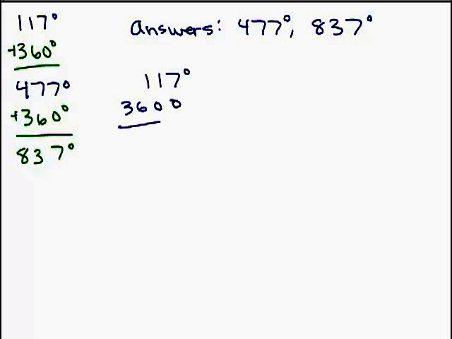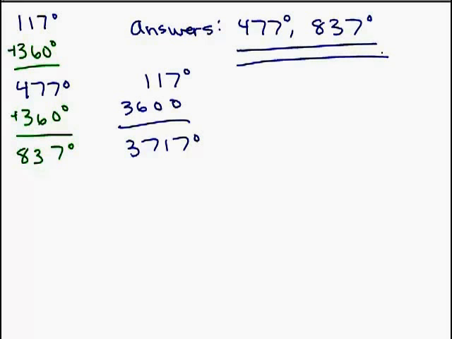Now, you might not have gotten those. You might have said, okay, I'm going to add some multiple of 360, like 3600, right? That's 10 times 360. 3717. Okay, that's another coterminal answer. So there are lots of possible answers, but these are probably the two natural ones that most people might think of.